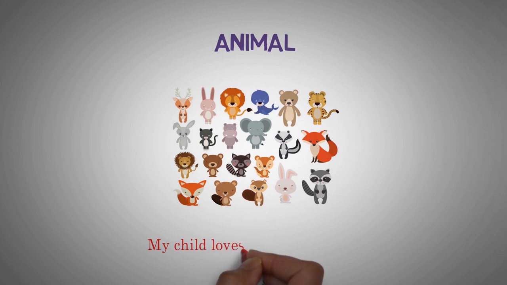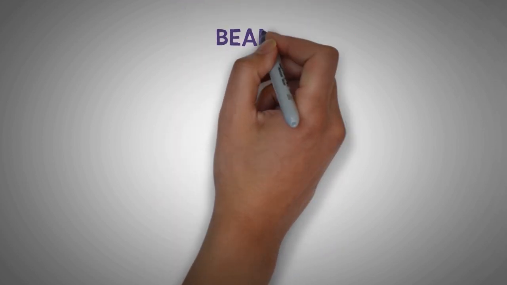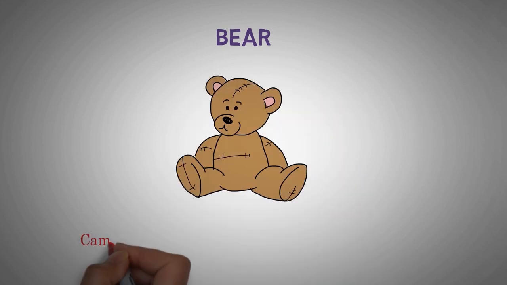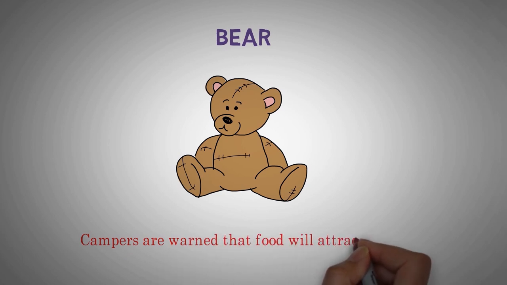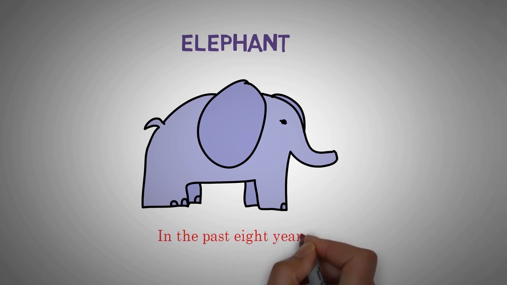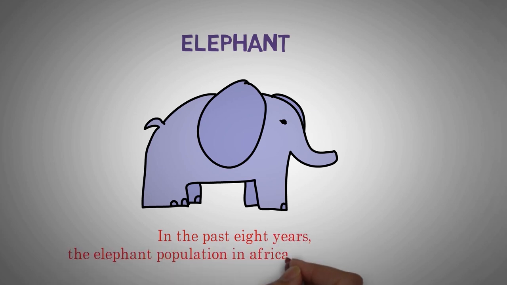My child loves animals so much. Bear. Campers are warned that food will attract bears. Elephant. In the past 8 years, the elephant population in Africa has been halved.